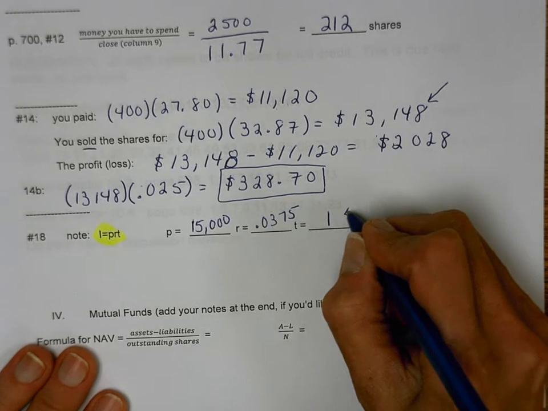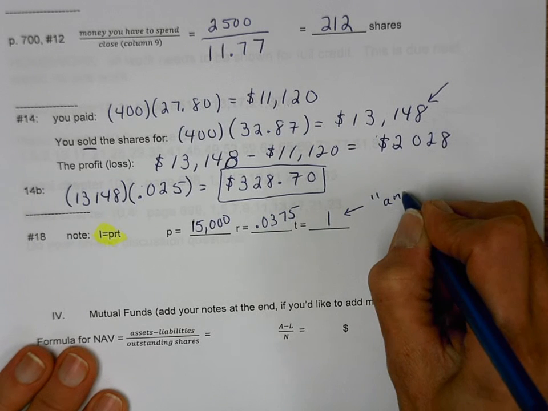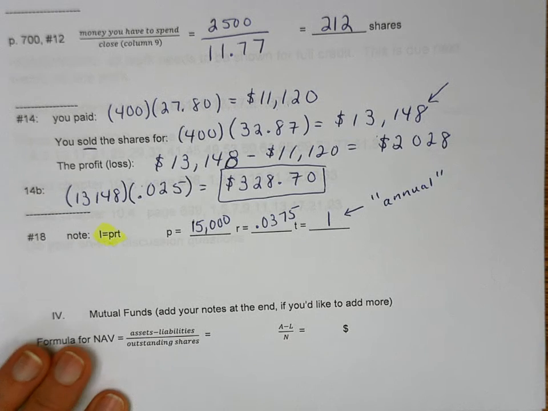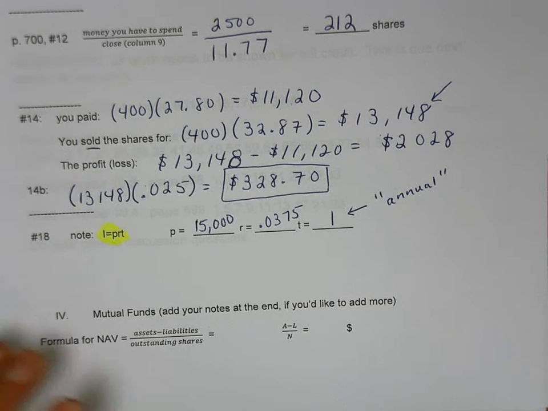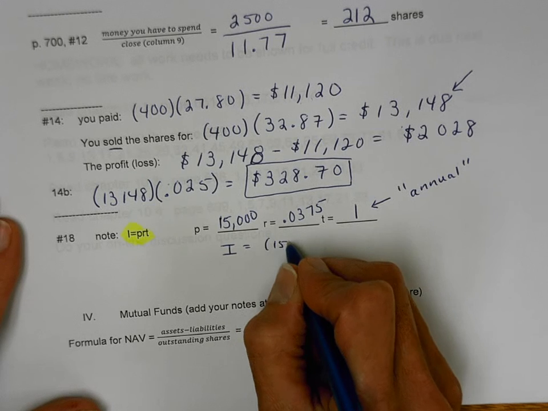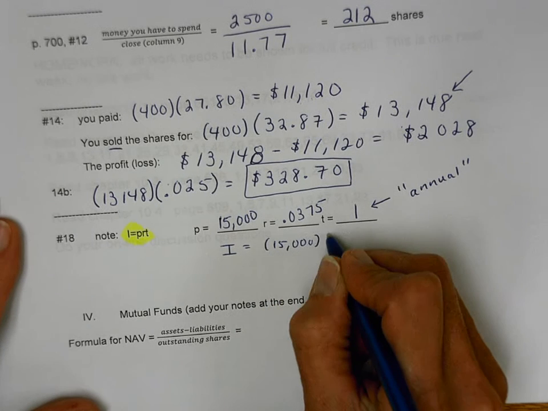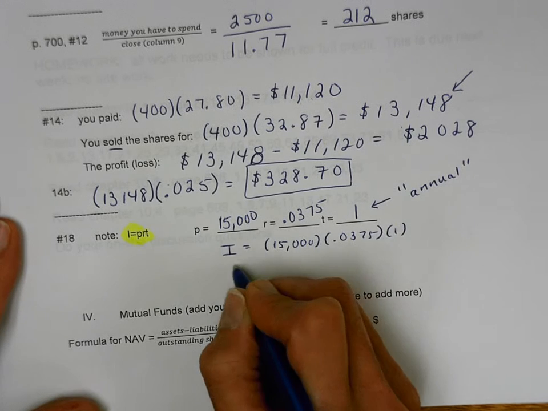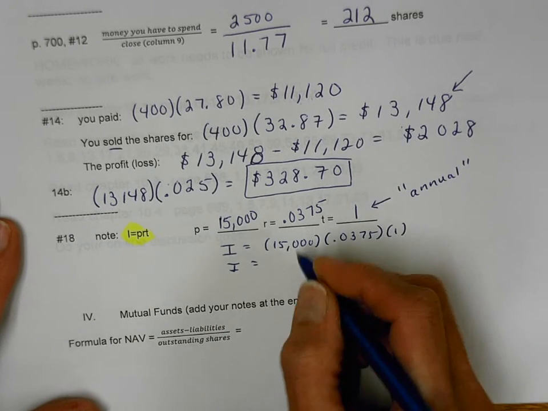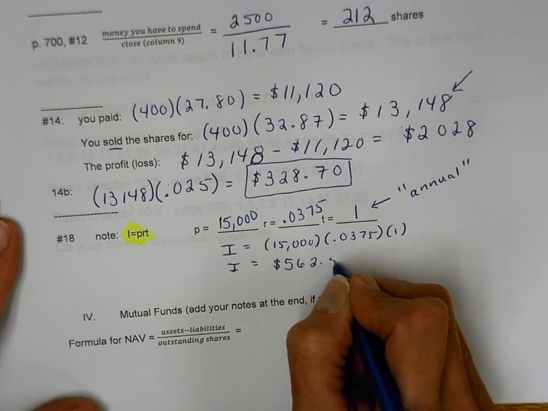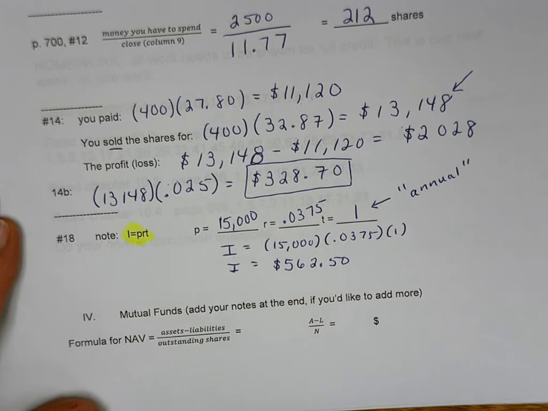So let's just write that down to remind ourselves how to do that problem. All right. Okay, so interest equals P times R times T. And you are going to get $562.50. Okay? All right.